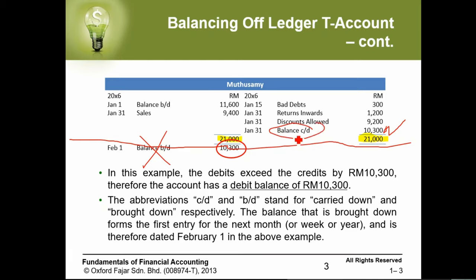So when you are asked any question in the exam, or even an exercise, about closing the T account or balancing the T account, you just transfer all the transactions to the debit and credit side based on the journal. Then find the balance, whether it's debit balance or credit balance. Then do the balancing. Done.